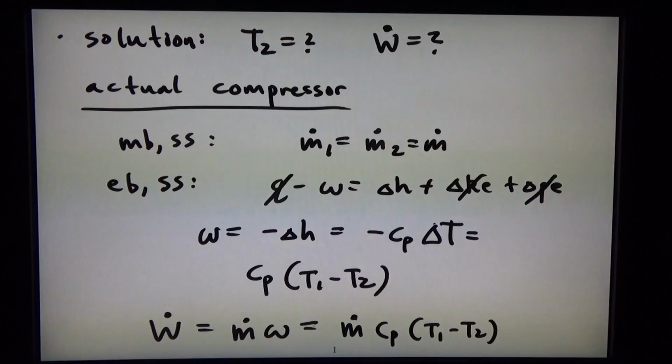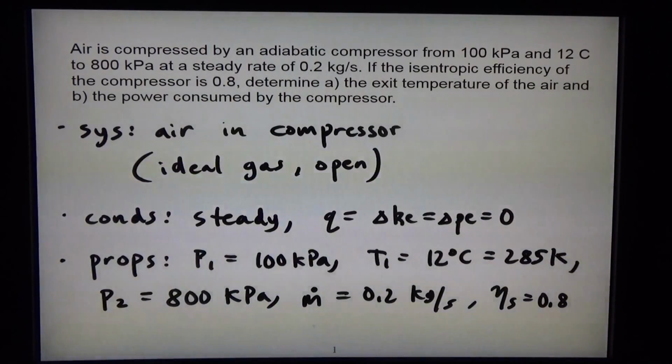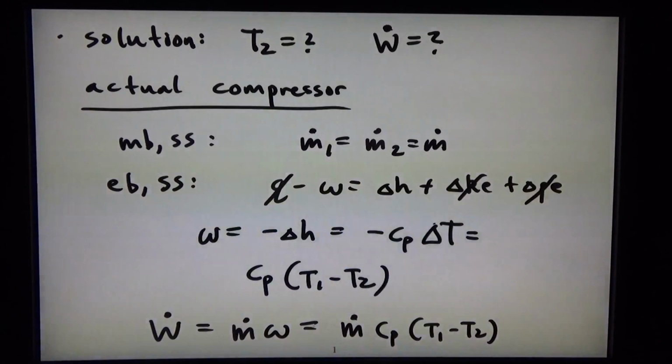The problem with solving the work per unit mass right now is that we don't have T2. That was not given in the problem statement. We're going to have to solve that by using the isentropic efficiency. So we don't have enough properties at state 2. We only have pressure. We'd need one other property if we were to try to get temperature from the ideal gas law. So not going to be able to do it that way. We're going to have to use the isentropic efficiency to solve for T2.